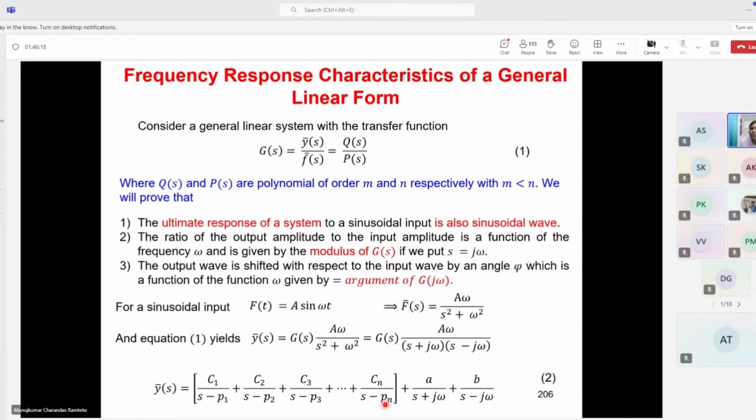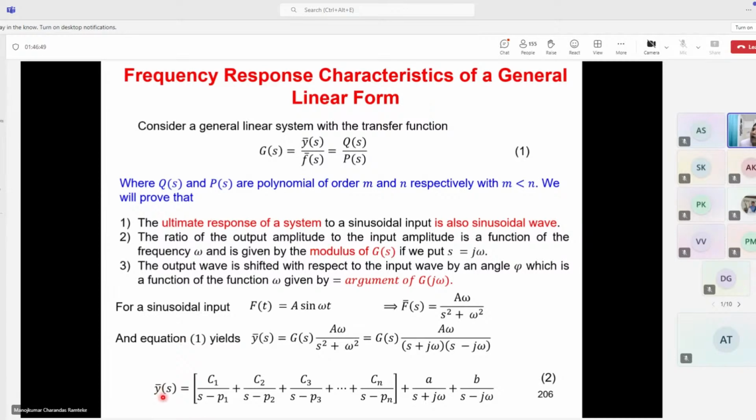If the system is stable, what does it mean? All these poles are located on the left hand side of the imaginary axis. That means P1, P2, P3 all the way to Pn, all these poles are negative values. Do you all agree? Yes. So what will be e raised to the power P1t when t tends to infinity? Zero. So the contribution of all these terms is going to be zero when t tends to infinity. Yes or no? Correct. So that's what is happening.